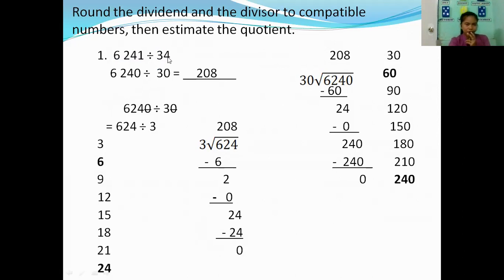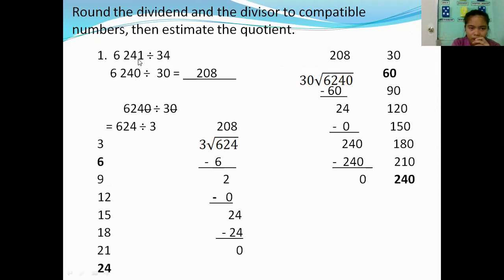Since this is 34, what is the next number to 3? We have 4, right? So the rule in rounding numbers, if the number to the right of our rounding number is less than 5, we are going to retain the number. So that's why we are going to retain 3 and make the 4 to 0. And here, our dividend, since our divisor will round the number in its tens place, so we also round our dividend into hundreds place.